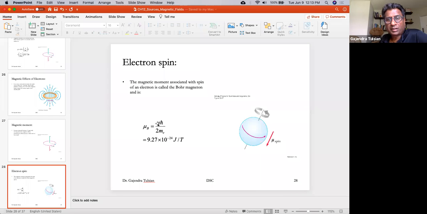The Bohr magneton is given by e h bar over 2 me. me is the mass of the electron. And so the spinning electron is like a magnet, and the strength of this magnet is 9.27 times 10 to the minus 24 joule per Tesla. Okay.